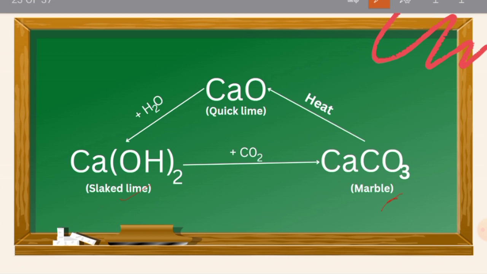Generally a solution of calcium oxide is used for whitewashing walls. They take quicklime, add water to it, so it becomes calcium hydroxide, and they apply this calcium hydroxide on walls. Slowly this slaked lime on the wall reacts with carbon dioxide present in the atmosphere, and it gives a very shiny appearance. A thin layer is formed and it becomes calcium carbonate.